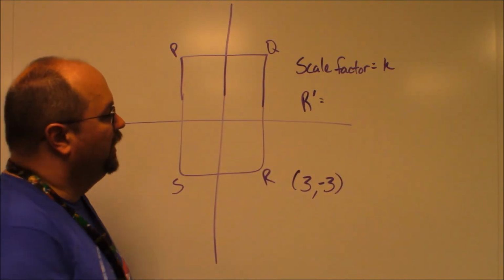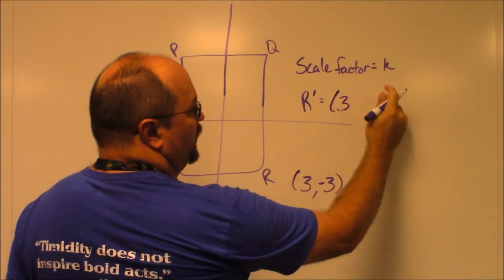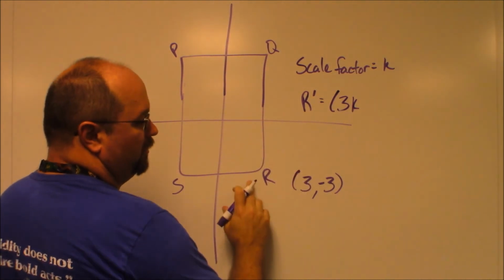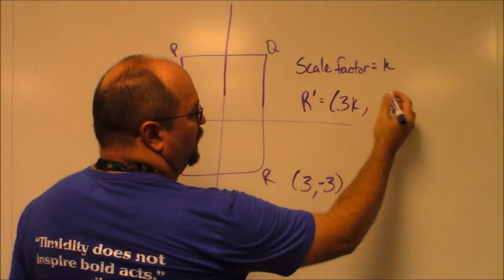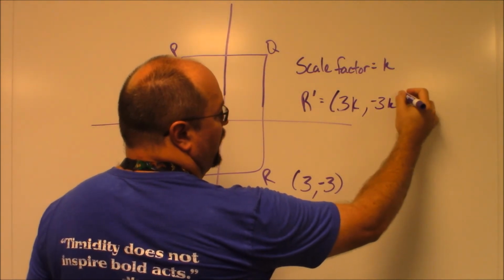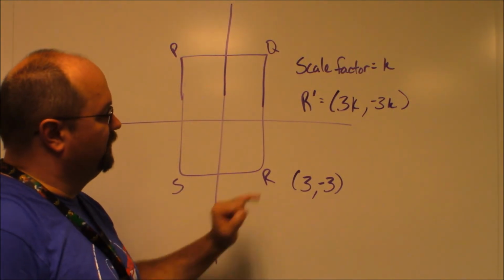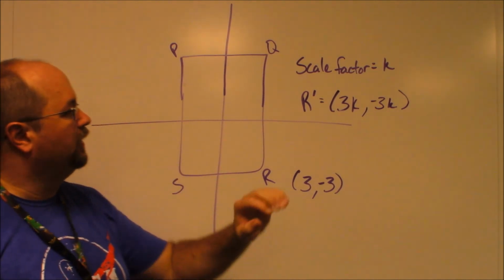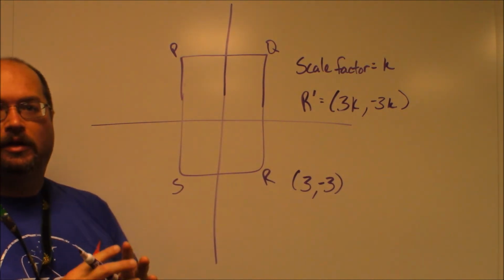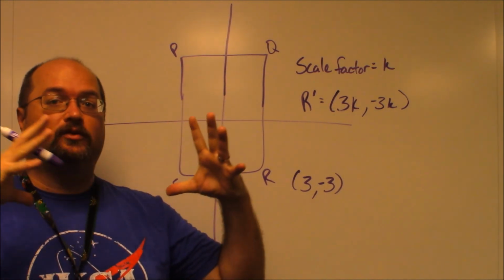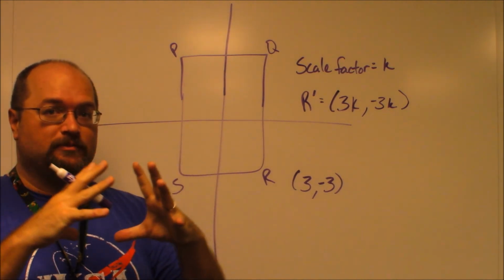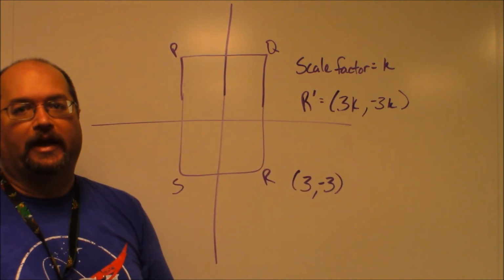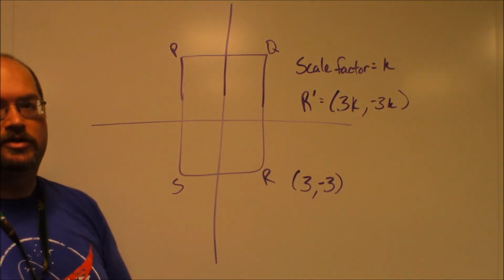So really, it's just a simple matter of saying 3 times k, because right now R is at 3 for its x value, and then negative 3 times k for the y value, because R is at negative 3. And that's it. That's all you really need to do. But it's really about understanding that in order for us to transform, to dilate, to either increase or decrease in size but keep the same shape, we're just going to multiply the scale factor by each of the points that make up the shape. And that's it.